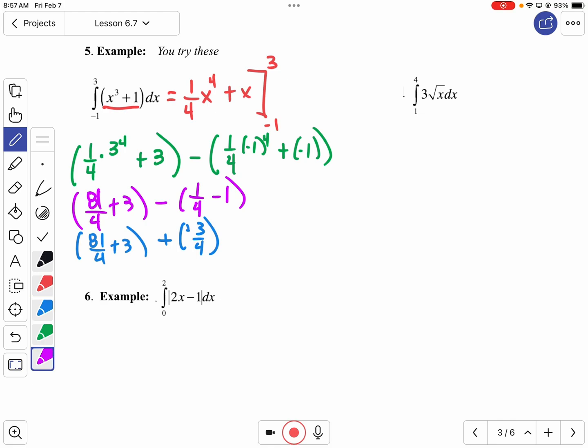So now here's what I'm going to do. I'm going to make everything a fourth. So I have 81/4, I have 12/4, and I have 3/4. And if we add all of that together, 81 and 12 will be 93 plus 3. That'd be 96 over 4. And I believe that divides, doesn't it? 24. Yep.